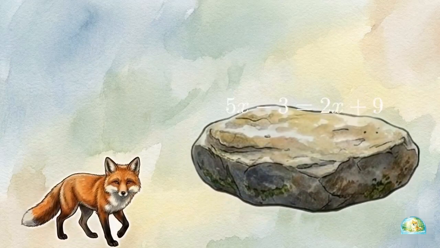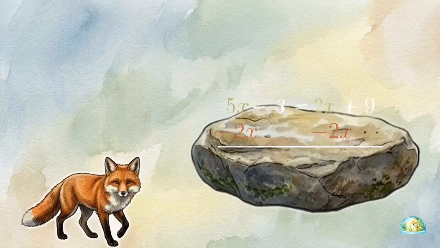5x minus 3 equals 2x plus 9. Our first move is to focus entirely on gathering the variables. It can be tricky to decide which side to move them to. A reliable method is to move the smaller variable over to the larger one, which helps avoid negative numbers. So we subtract 2x from both sides, leaving us with 3x minus 3 equals 9.